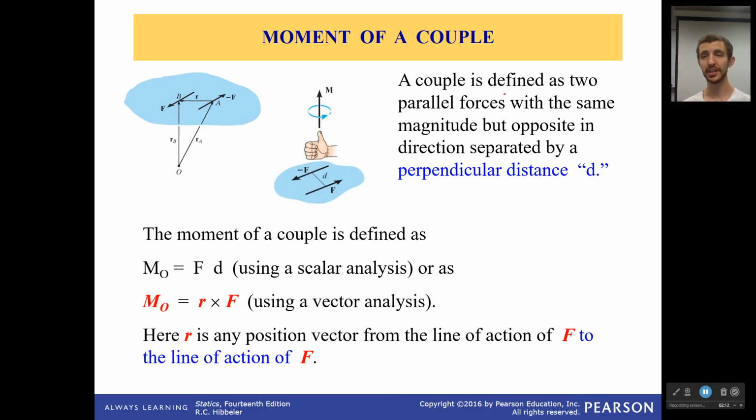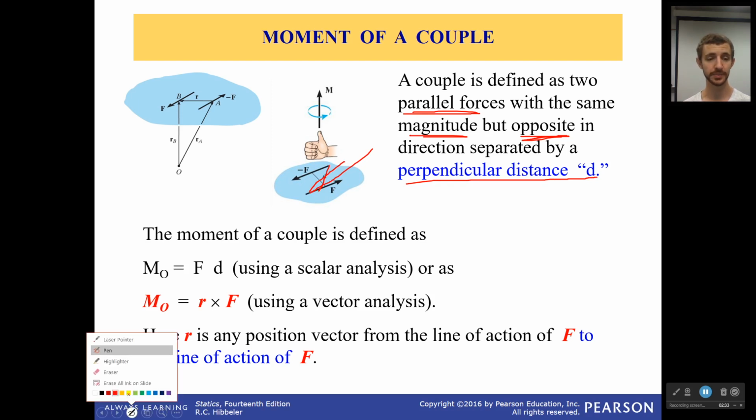So a couple is defined as two parallel forces with the same magnitude but opposite directions, and they're separated by some perpendicular distance d. That perpendicular distance is important. Remember, it's perpendicular, not angled, because there's an infinite number of distances I could choose from if I choose just any angle I want. So only perpendicular.